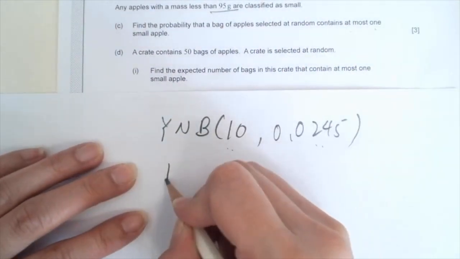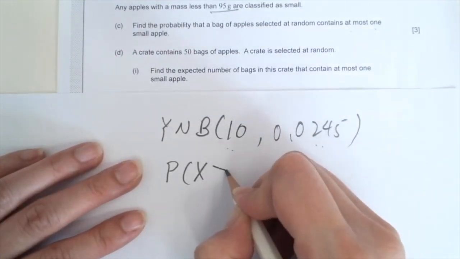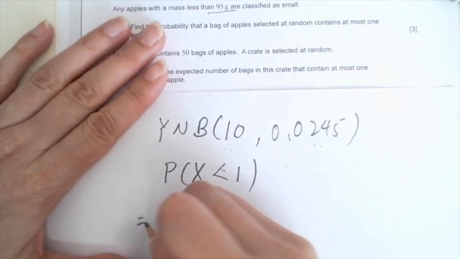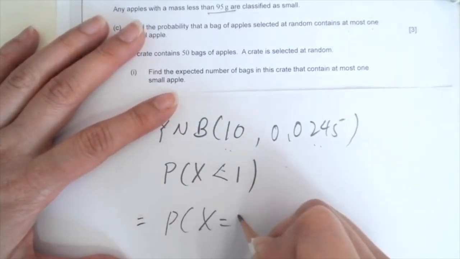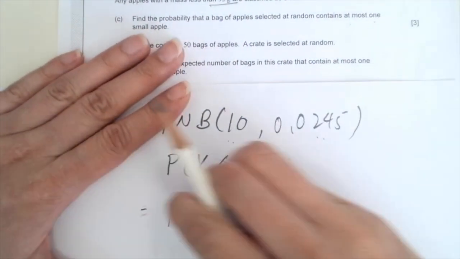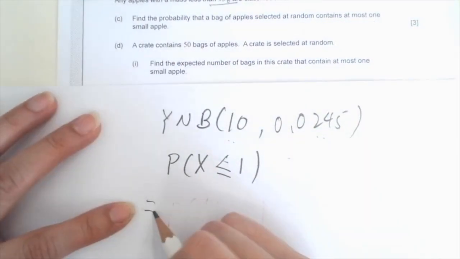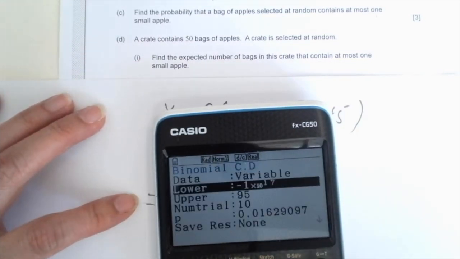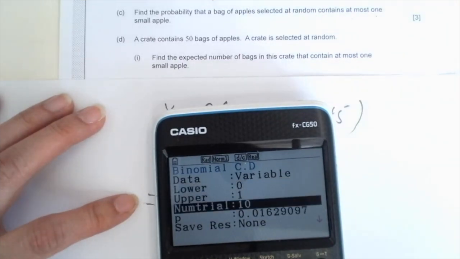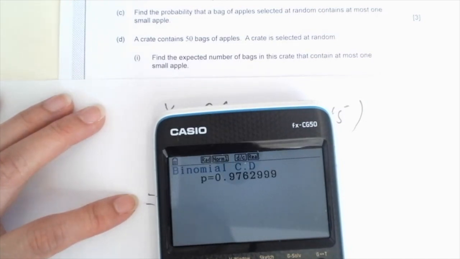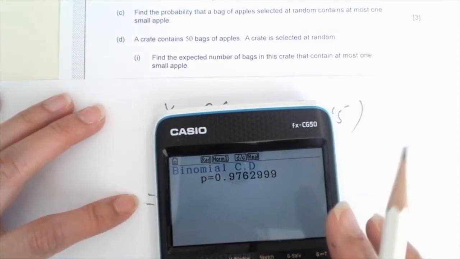I want to be at most one, so it's probability X smaller than one, which actually becomes probability of X equals to 0. True, because there's only one. We do not have at most one included, sorry. So we're going to use our GDC with it because they are so powerful. So this time we go back to distribution, binomial, and inclusive at most one. So from 0 to 1, at 10 trials, and then the probability is 0.0245. And then our probability is 0.976, pretty high.